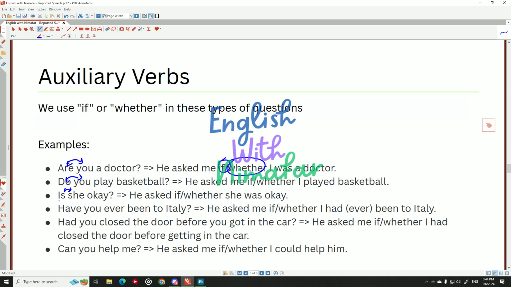Have you ever been to Italy? He asked me if I had ever been to Italy. Present perfect, past perfect. Had you closed the door before you got in the car? She asked me if I had closed the door before getting in the car. Can you help me? He asked me if I could help him.